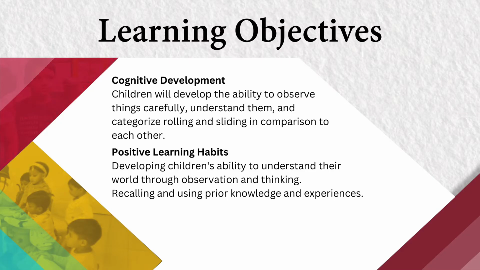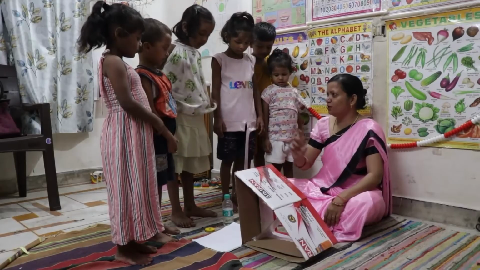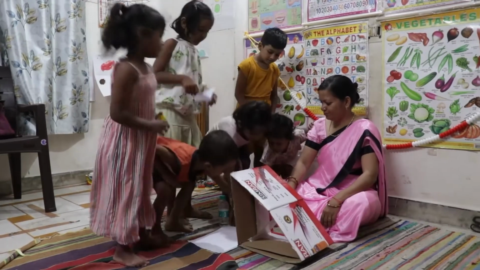So in today's video, we will conduct a fun-based experiment with our children. Through this, they will learn about unique properties of different objects, like they will observe if some objects can roll or can they slide. This hands-on activity will spark their curiosity. It will help them build concepts, make predictions, and also contribute to their cognitive development.